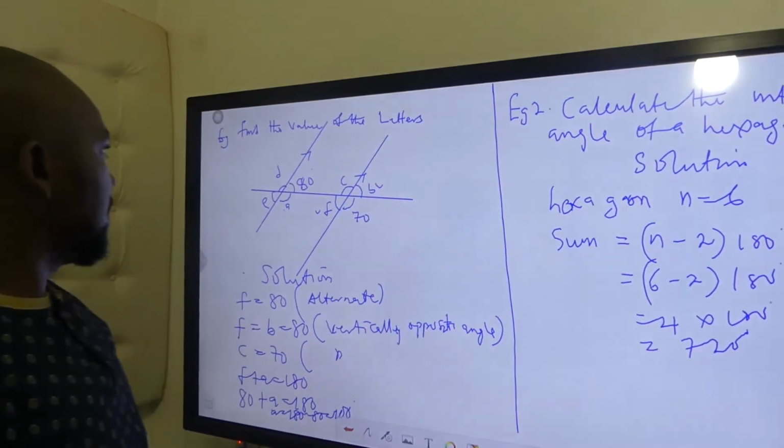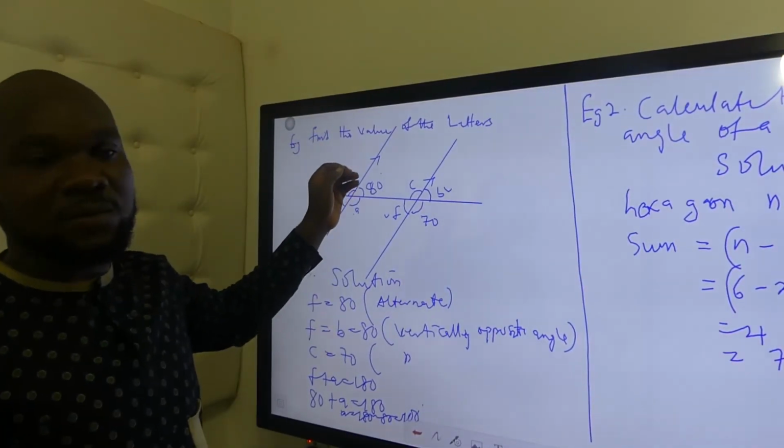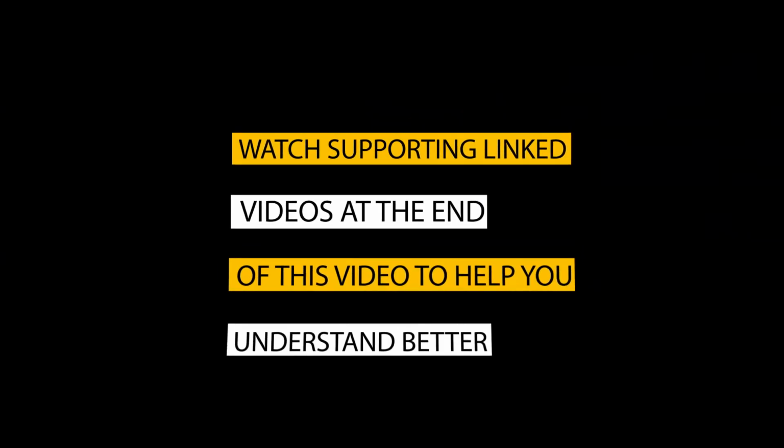When you sum all the exterior angles, it will give you 360 degrees. And look at the exercises you have done. Then the assignment will be given to you.